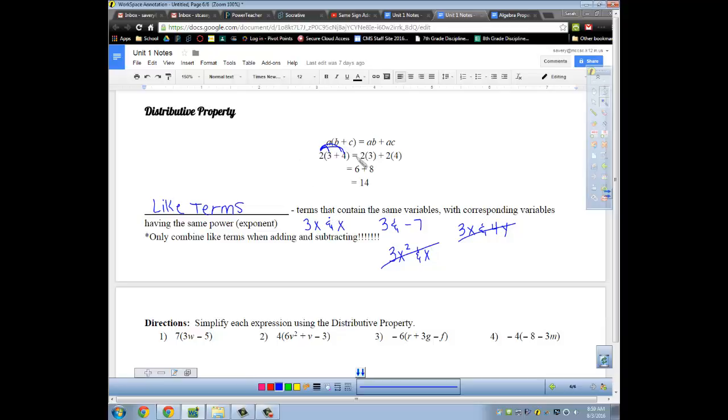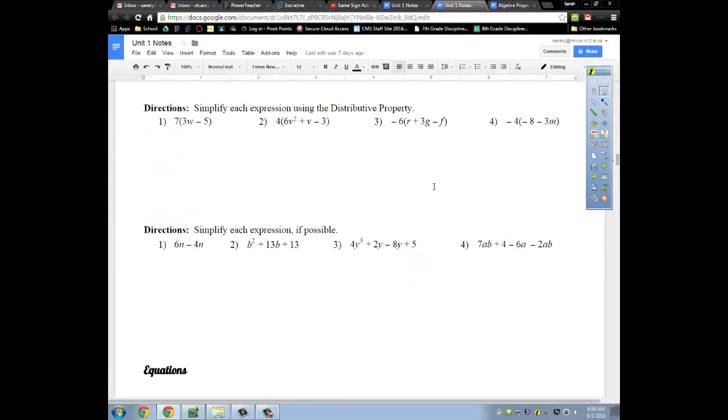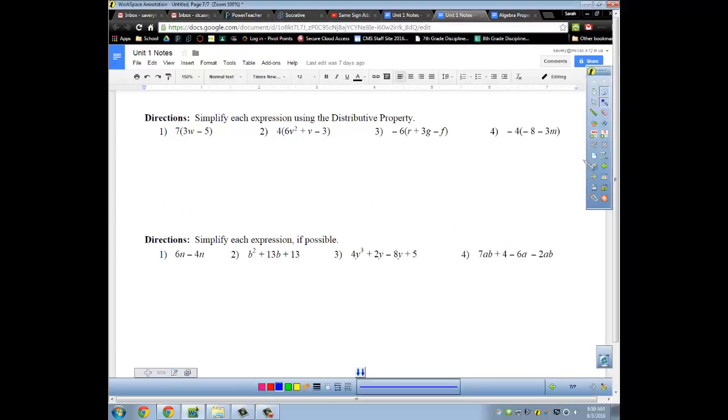Now we're going to combine like terms when we add and subtract. When multiplying and dividing, it doesn't matter if they're like terms. You can multiply and divide whatever you like, but adding and subtracting, they must be like terms in order for them to get added together. So on the next page, we're going to look at some examples where we are simplifying an expression.